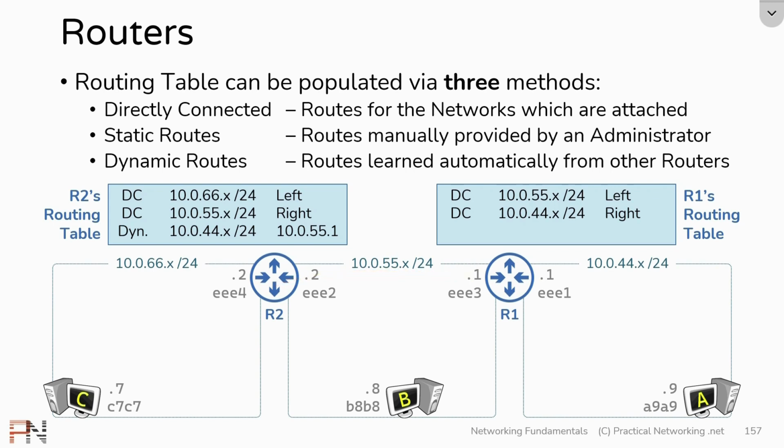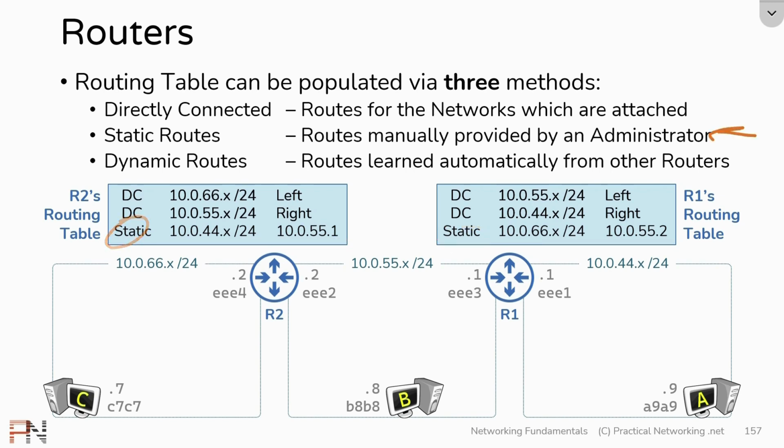In the same way, R2 will tell R1 that it knows about the 10.0.66 and 10.0.55 networks, and R1 will learn that anything destined to the 10.0.66 network should simply be sent to R2. Now notice that the content of the actual dynamic route is identical to what it was with the static route. The only difference is how it was learned.